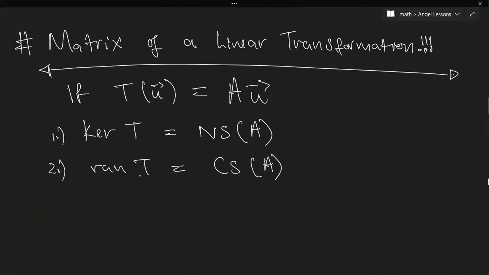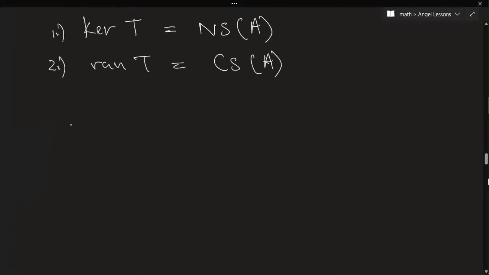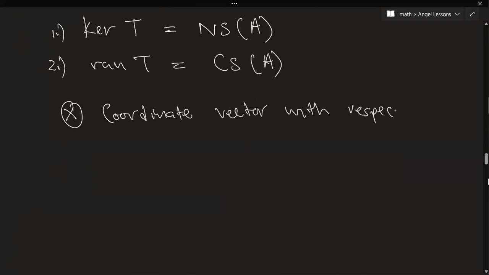But how do we do it? To do it, you have to have an understanding of this concept: coordinate vector with respect to basis B. Are you familiar with the concept of a coordinate vector with respect to a basis?